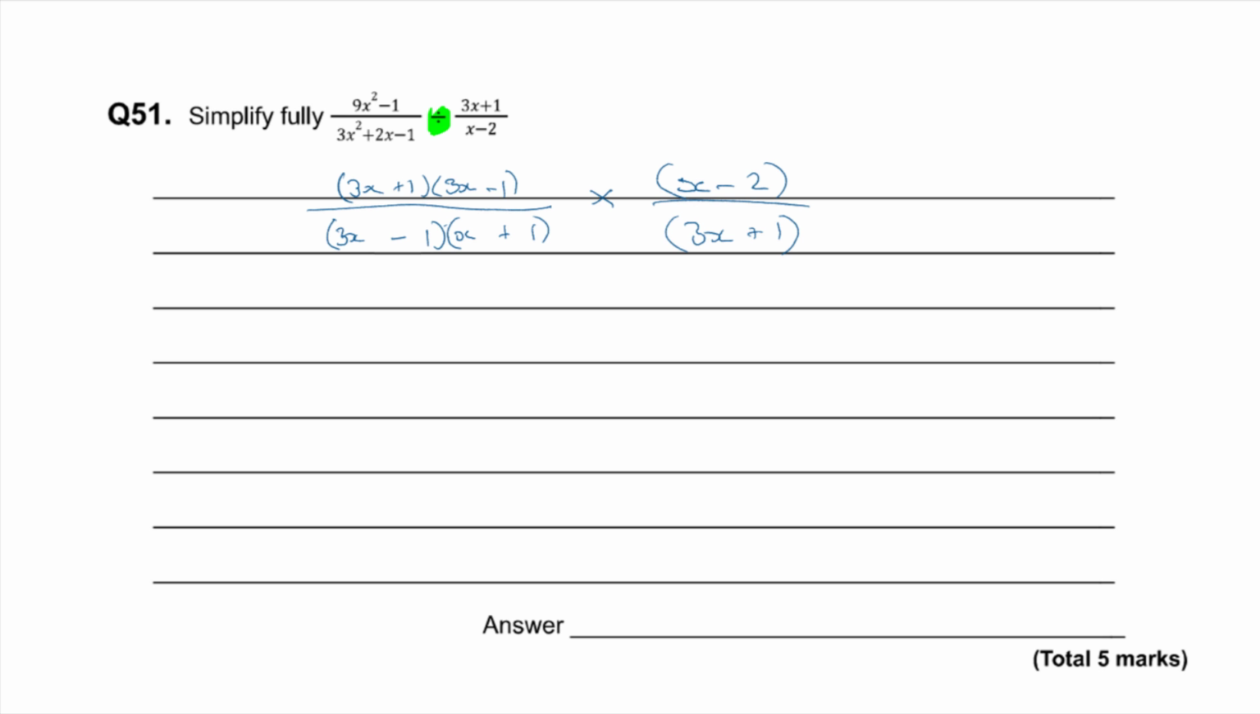Now, what have we got that matches that we can cancel? Well, I've got a 3x minus 1 on the top there, and a 3x minus 1 on the bottom there. I've got a 3x plus 1 on the top here, and a 3x plus 1 on the bottom here. And that just leaves me with x minus 2, x plus 1 on the top and bottom. So x minus 2 remains over x plus 1, that remains also. And that's my finished final form.